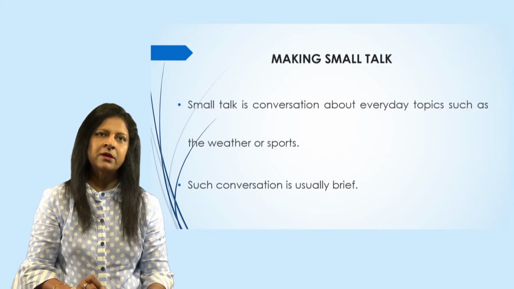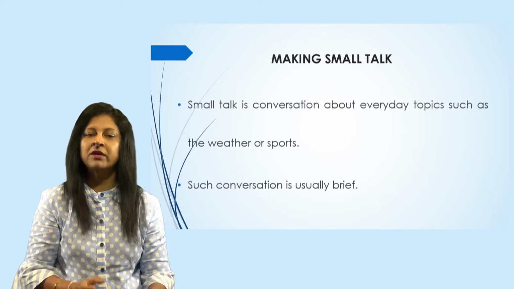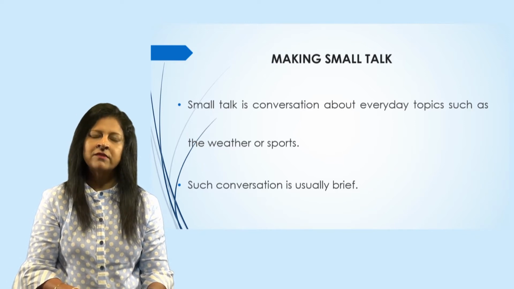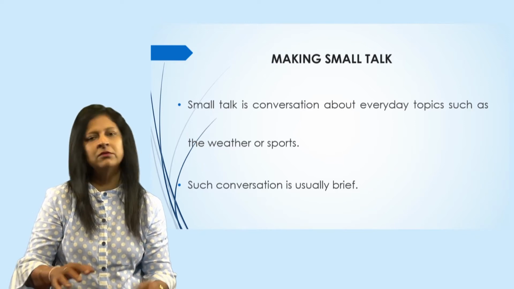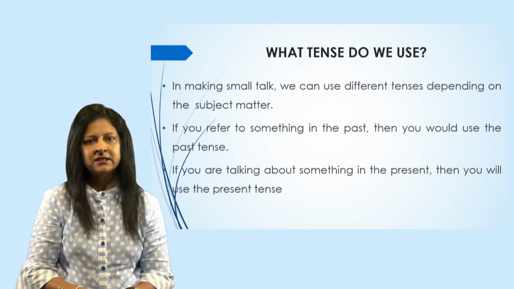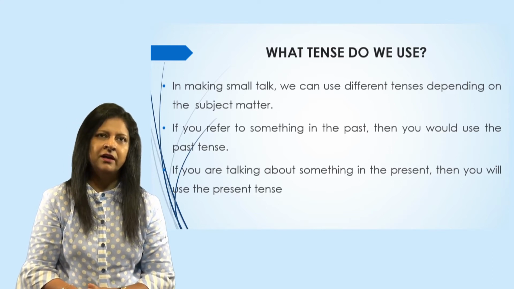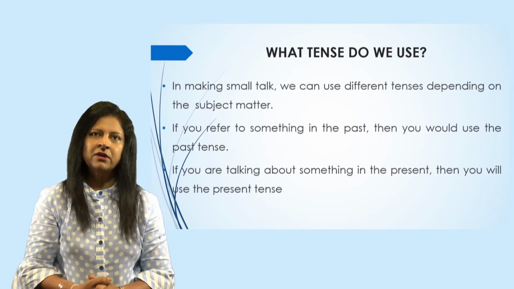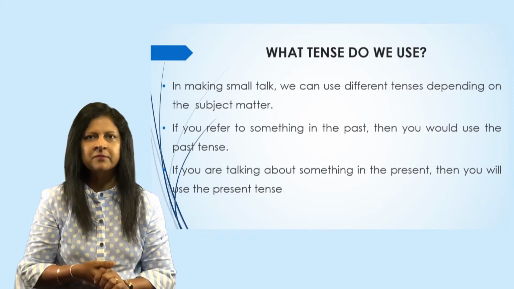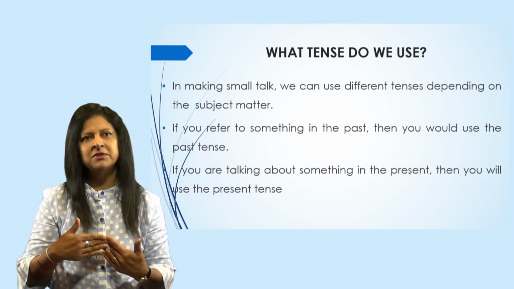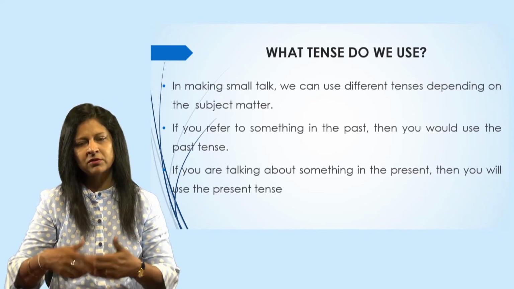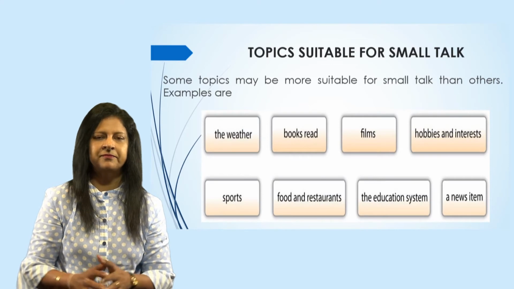So making small talk is a conversation about everyday topics, for instance the weather or sports. Such conversation is usually brief. We don't go into that much detail. It's brief, small talk. And the tense that you use in making small talk, we use different tenses depending on the subject matter. If you refer to something in the past, that means you would use the past tense. If you are talking about something in the present, you use the present tense.